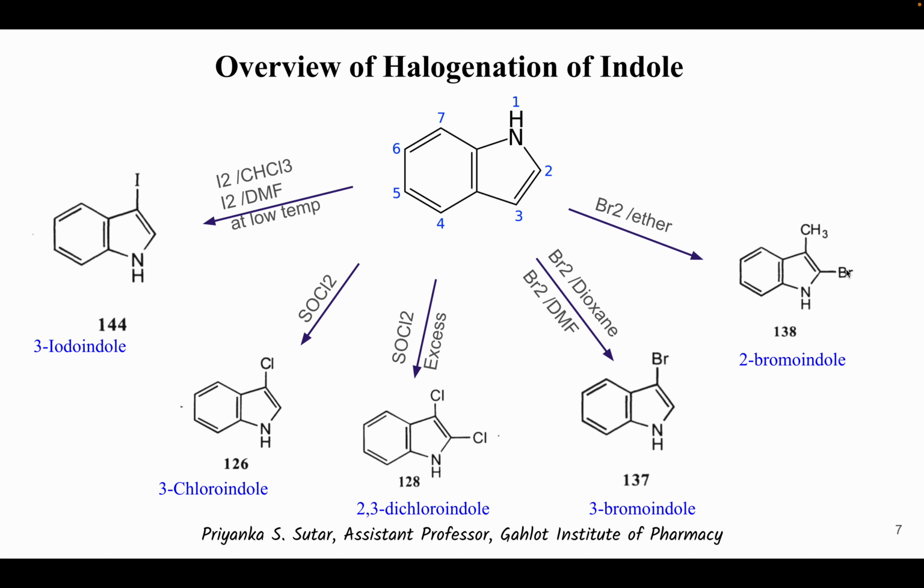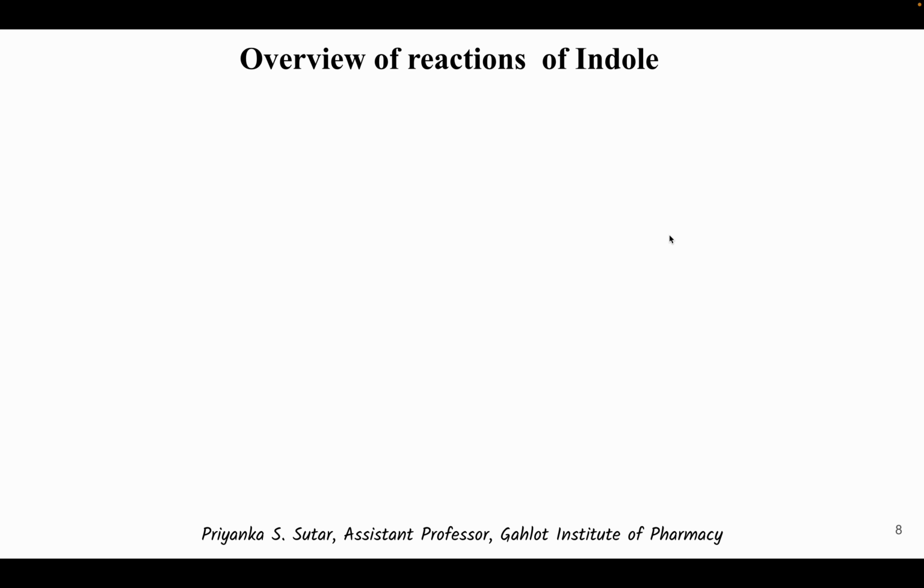This is the general rule for all electrophilic substitution. The preferential position for electrophilic substitution is the third position, but if the third position is occupied, then the electrophilic substitution will be at the second position. So you will see 2-bromo-3-methylindole. It will form the structure 2-bromo-3-methylindole, and again the solvent is also changed because of the substitution. Much different conditions are required.